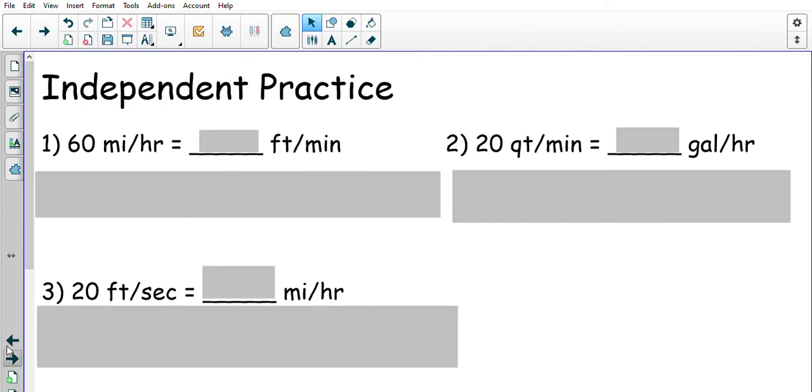All right, I have a few independent practice problems for you to try. None of these involve converting between metric and customary, so that's kind of nice for us. Go ahead and give these a try. Pause the video. When you're ready, restart it, and we'll take a look at these solutions.